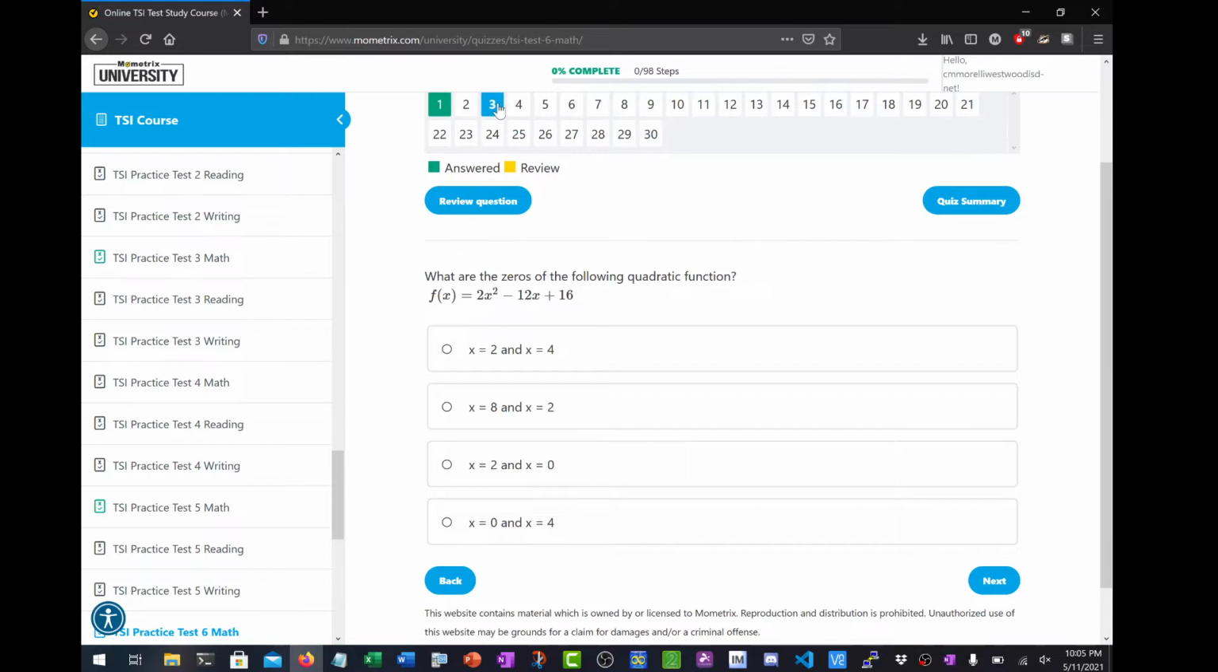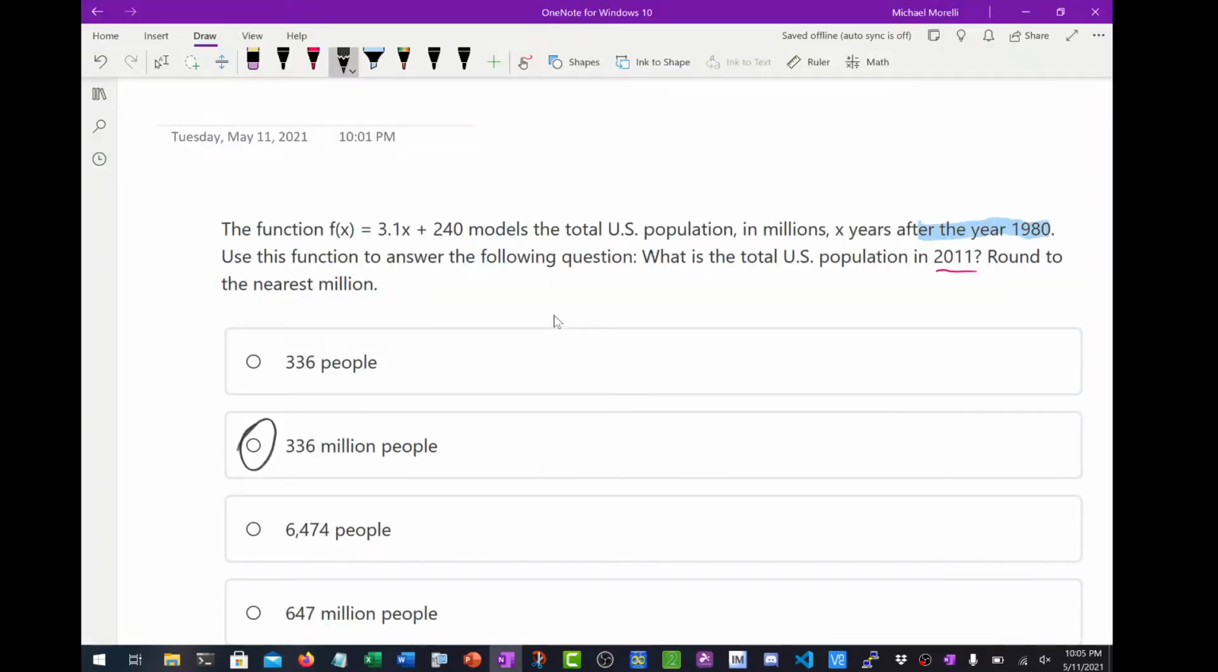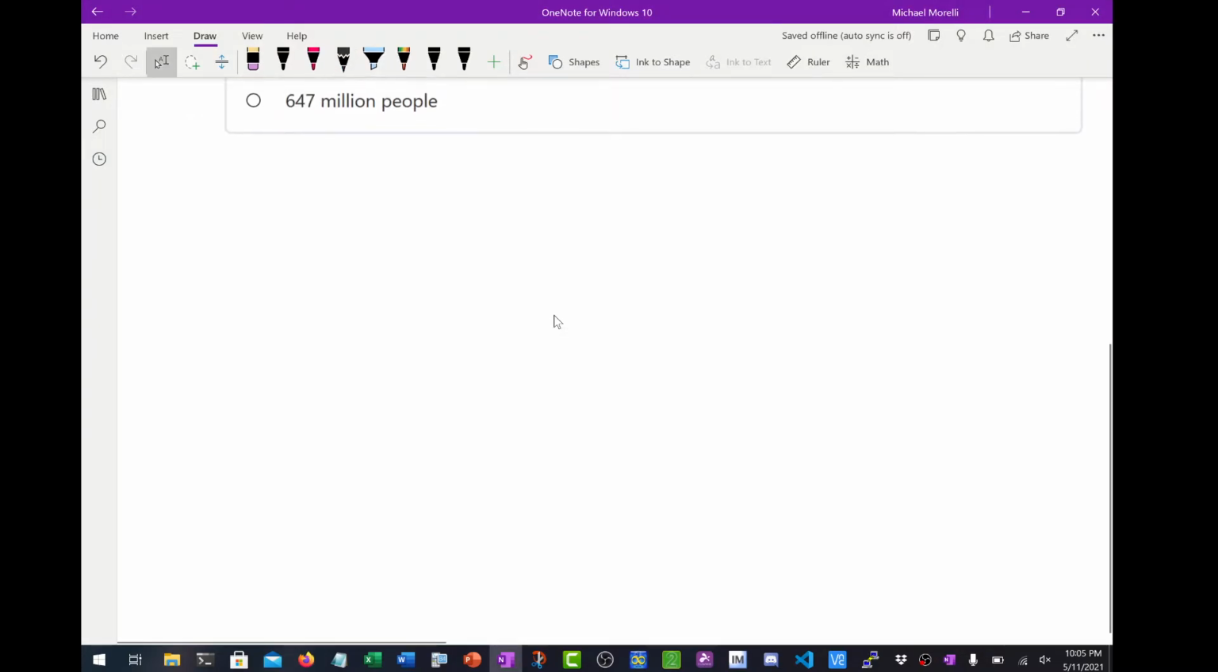Okay, let's look at number 3. What are the zeros of the following quadratic equation? 2x squared minus 12x plus 16. Okay, so let's go down here. And let me just double check that I got that right. 2x squared minus 12x plus 16. And I want to actually show the full notation to show why students become confused with problems like this. It's asking us, what are these zeros?